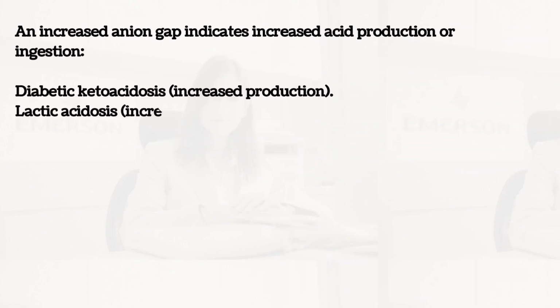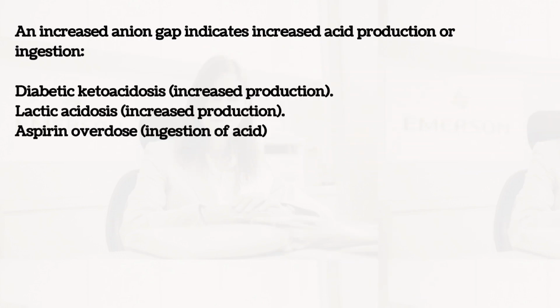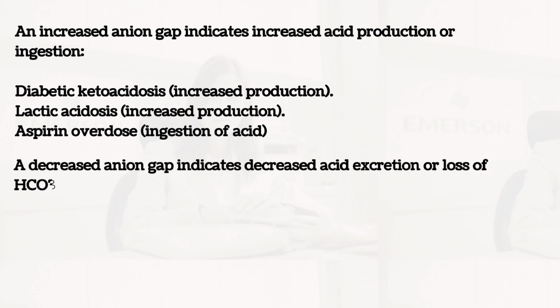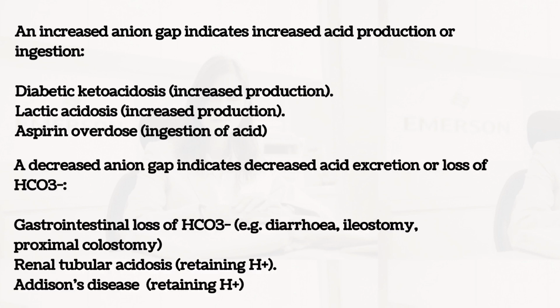An increased anion gap indicates increased acid production or ingestion. Diabetic ketoacidosis, increased production. Lactic acidosis, increased production. Aspirin overdose, ingestion of acid. A decreased anion gap indicates decreased acid excretion or loss of HCO3. Gastrointestinal loss of HCO3, e.g. diarrhea, ileostomy, proximal colostomy. Renal tubular acidosis, retaining H+. Addison's disease, retaining H+.